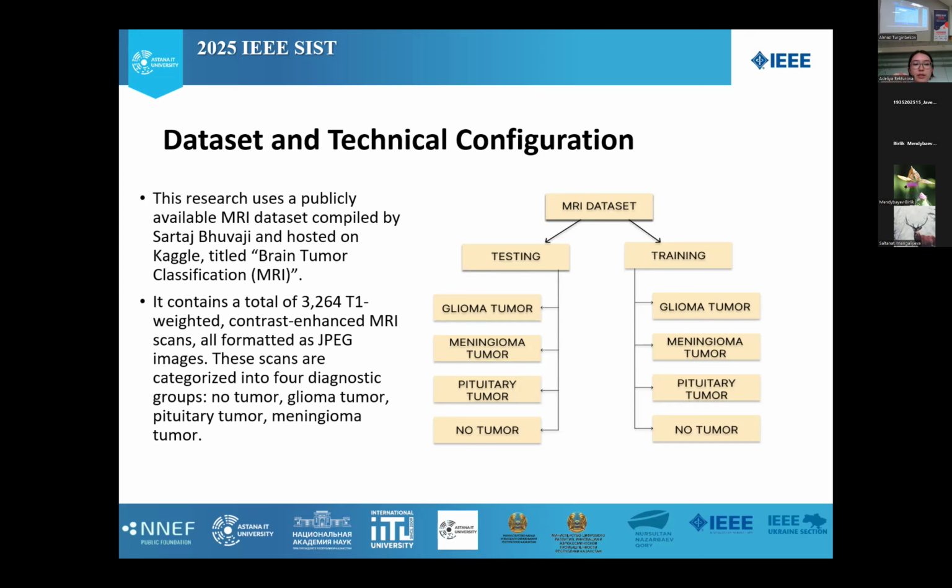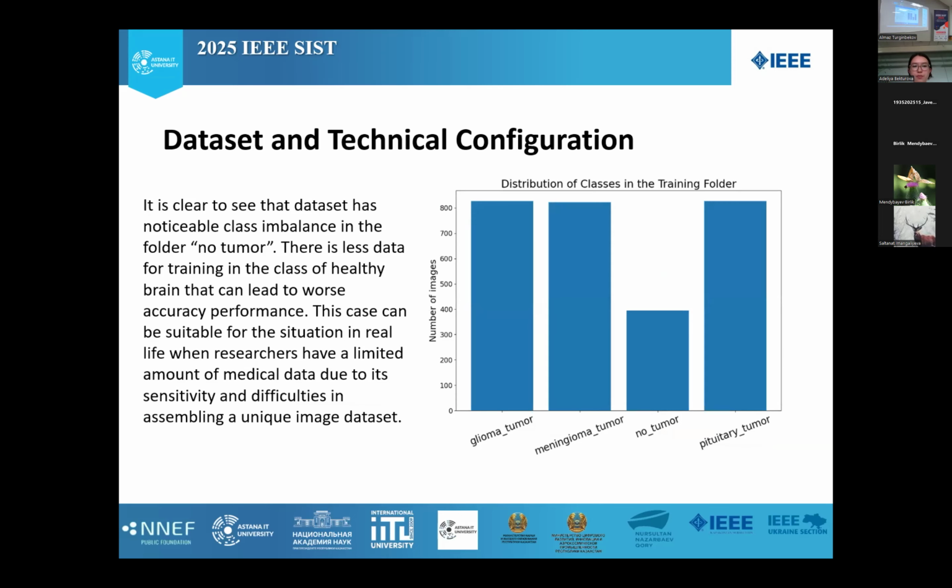During data analysis, we encountered significant class imbalance, notably within the no tumor category. This imbalance reflects real-world scenarios where assembling medical imaging datasets can be constrained by practical challenges, including patient privacy, ethical considerations, very time-consuming labeling by the therapist, and resource limitation. So here you can see that the no tumor class has less data in the dataset.